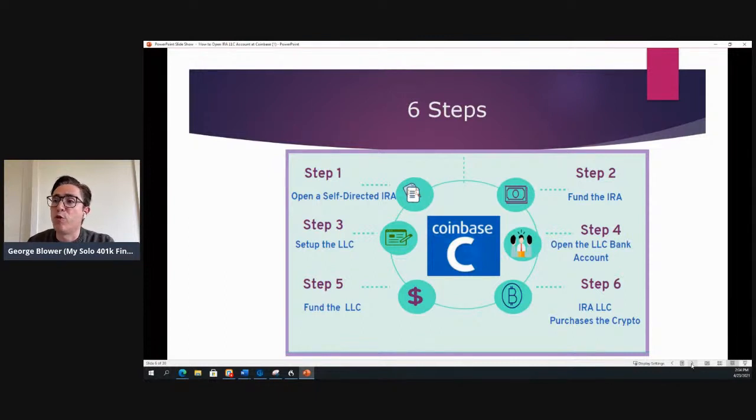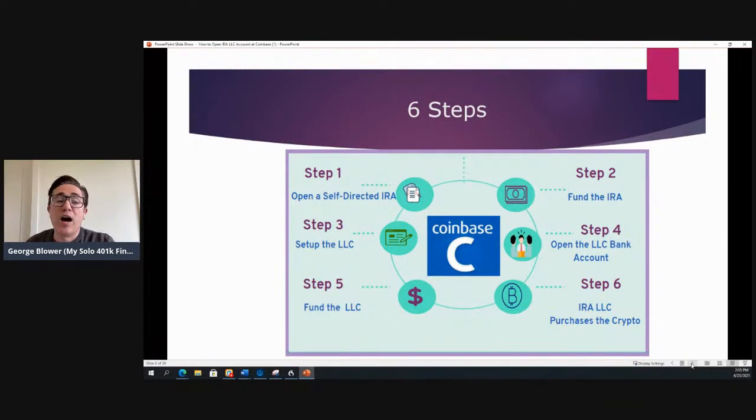But before you get the money in the LLC, you first have to, step one, open a self-directed IRA. So you've got to choose an IRA at a company that's going to allow you to invest in a brand new LLC. So that's not going to be an IRA, for example, at Vanguard or Fidelity or Betterment.